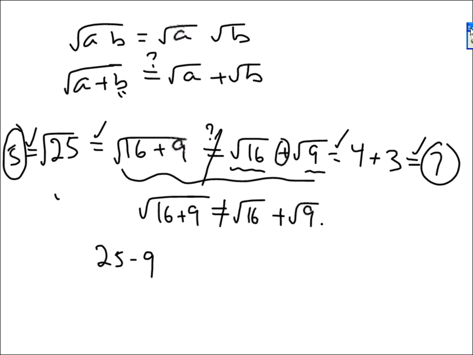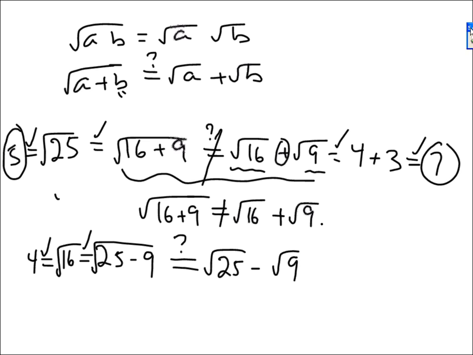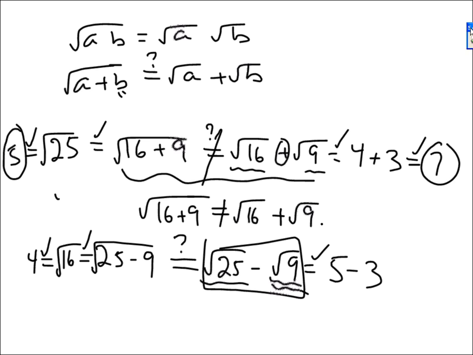25 minus 9, I don't think anyone would argue with 16. Hence, the square roots are equal. And the square root of 16, we all know is 4. Does it equal the square root of 25 minus the square root of 9? Well, let's see. The square root of 25 is 5, minus, and this is 3. This is 5 minus 3. And that's just what I wrote, that it equals. And 5 minus 3 is 2. Problem is 4 does not equal 2. The sign in the middle is history.